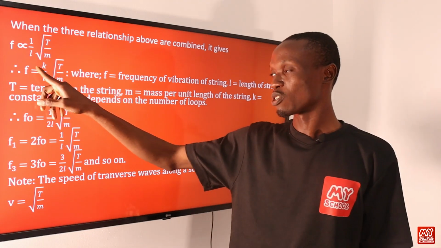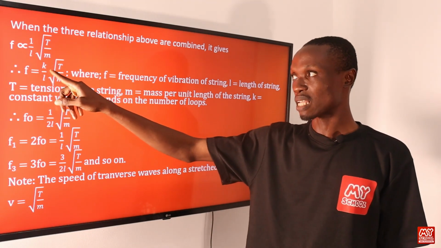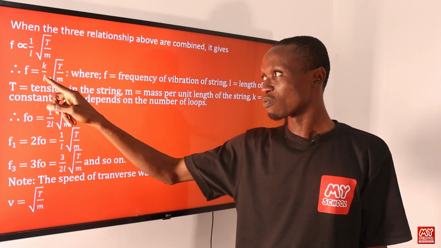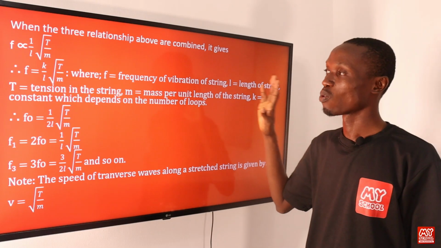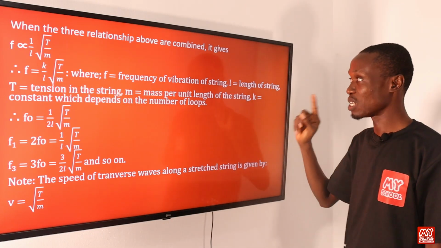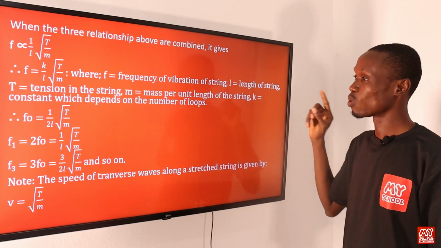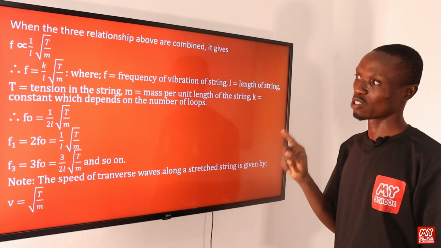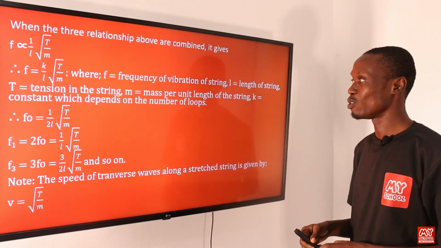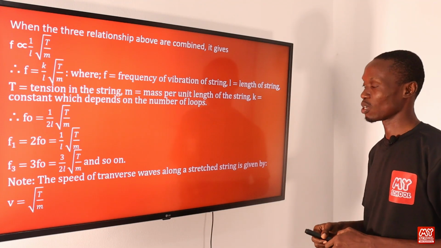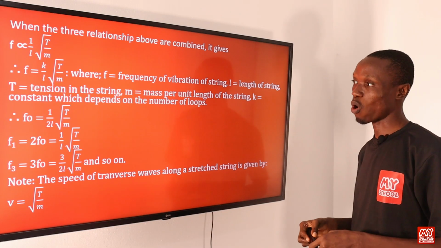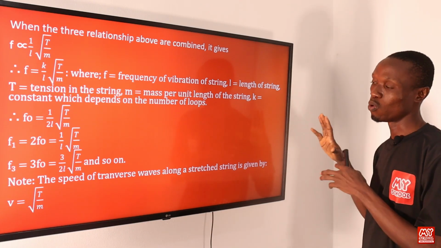So F is now equal to K over L, times the square root of T over M. Each of these parameters we are going to define. F is equal to the frequency of vibration of the string, L is the length of the string, T is the tension in the string, and M is the mass per unit length of the string, while K is a constant which depends on the number of loops.